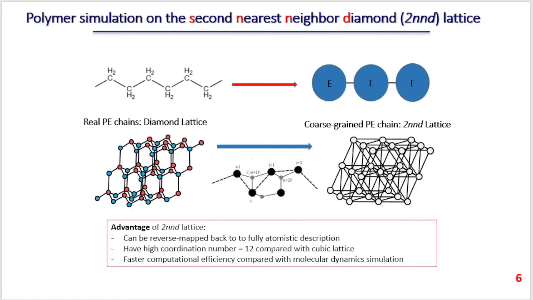Each coarse-grained bead contains one ethylene unit, or two carbon backbone, and then we map them onto the second nearest neighbor diamond lattice, which is derived from the diamond lattice as raised dots. We remove the blue dots to get the distorted cubic lattice, whose coordination number is 12, which is higher compared to the conventional cubic lattice. The polymer simulation on the 2NND lattice allows faster computation and less memory usage compared to other simulation methods.